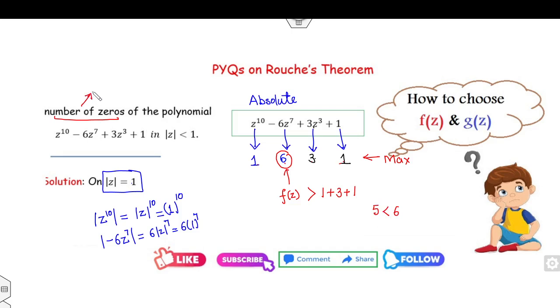Then the answer is the degree of f. What is the f? It is 6. 6 is corresponding to minus 6 z raised to power 7. So can you find the degree of this quantity? So the answer is 7, my right answer of the problem.